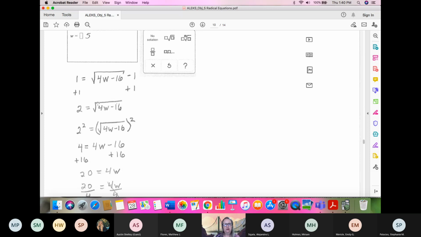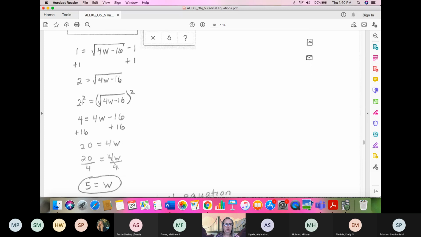Next, the opposite of square rooting is squaring, so we want to square both sides. So we get 2 squared here, and then the square root in parentheses all squared. 2 squared means we want 2 2's multiplied together, so 2 times 2 is 4. Squaring undoes square rooting, so we're just left with 4w minus 16.